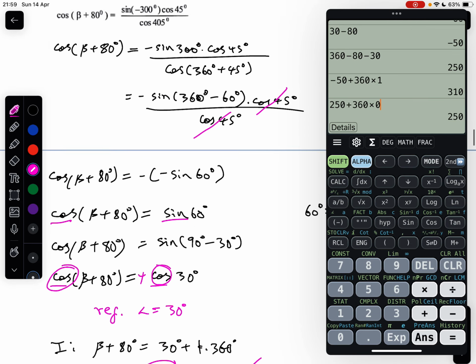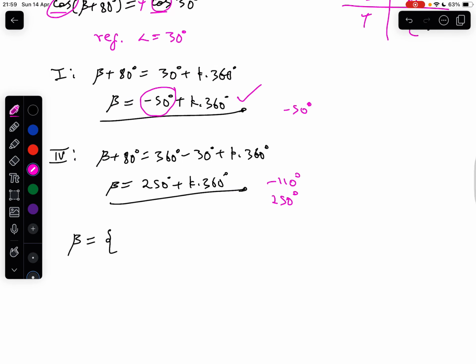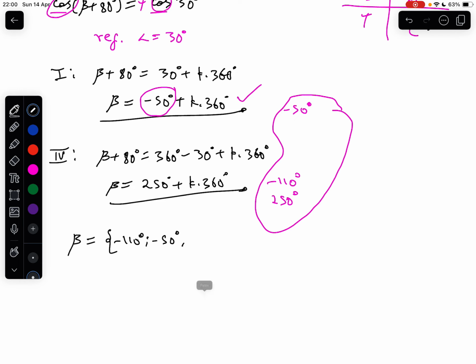And then if k is 1, 610, that's out of range. So these values are our solution: negative 110 degrees, negative 50 degrees, and then positive 250 degrees. That's the solution for this question. Okay, we are done. If you've got any questions, please do feel free to ask.